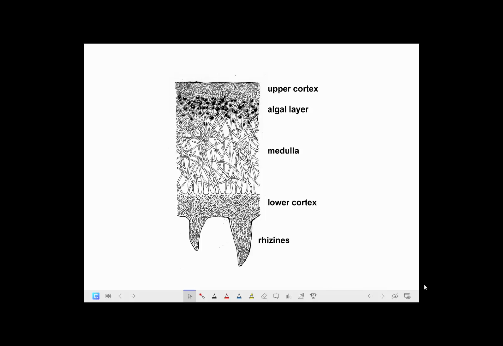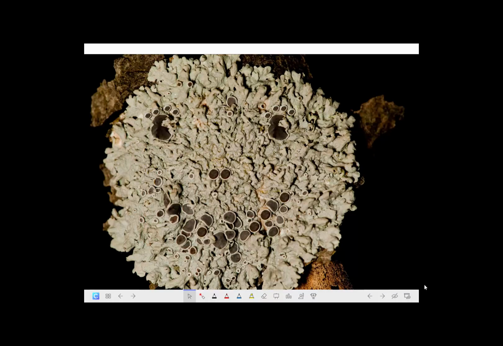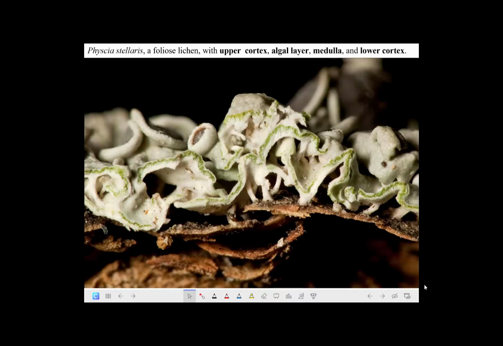Lichens also have reproductive structures, and let's take a look at them. So here's a picture of a lichen growing on a box elder maple in Marion County. Let's take a close look at the lichen. Oh, this lichen has a foliose growth form and apothecia. And we can see, if we make a cross-section of this lichen, that there's a thickness to it, and right below the upper surface, that green zone that permeates all the way across the upper surface of the lichen, that's the algal layer.